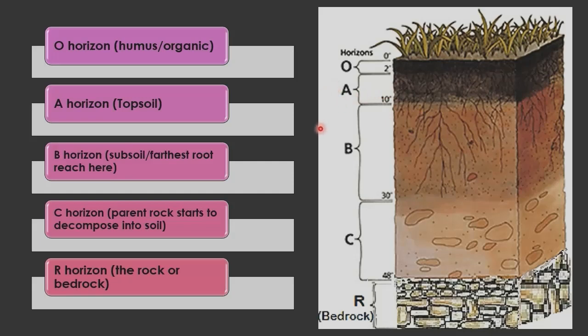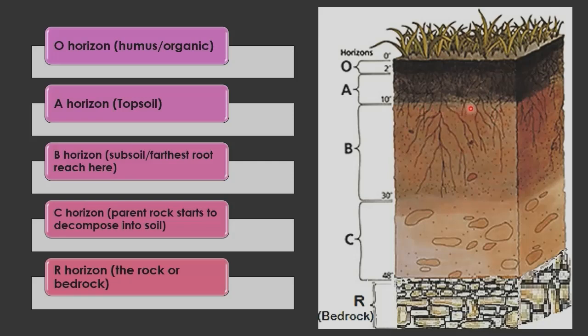Now, as I mentioned, sometimes there is another horizon between A and B, and we call that the E horizon, although it is not presented in here. The E horizon is where all of the roots of the plants consume the nutrients, so that horizon will already be lacking in nutrients and organic matter.